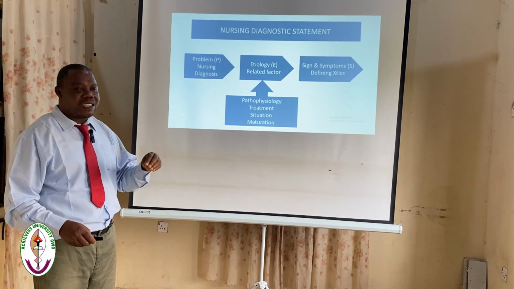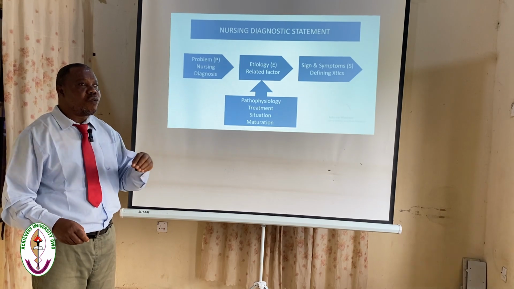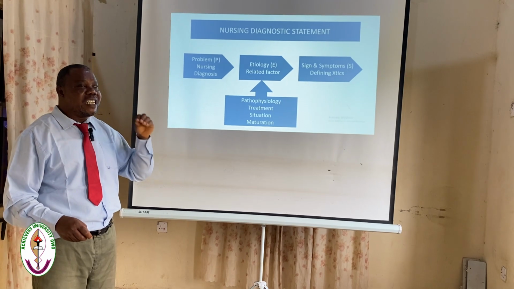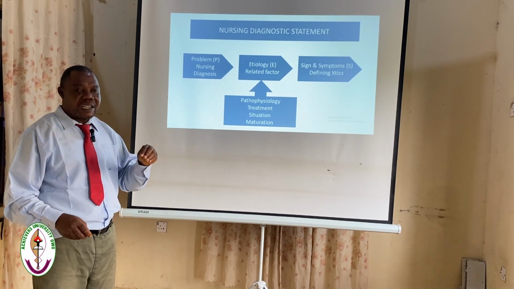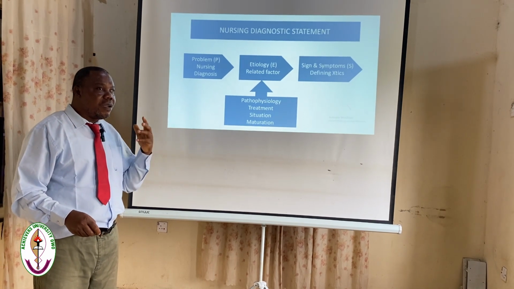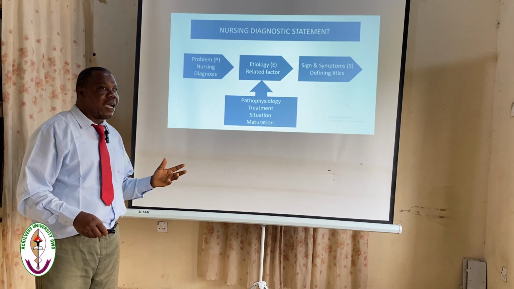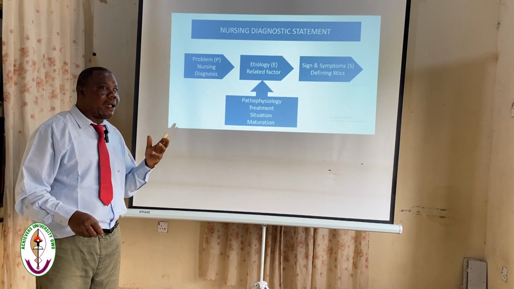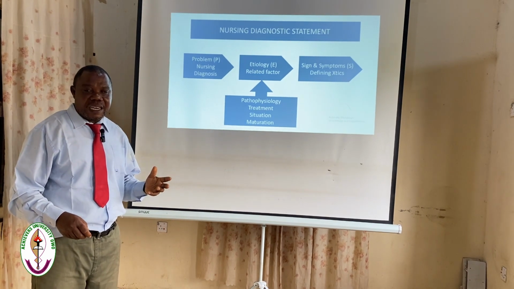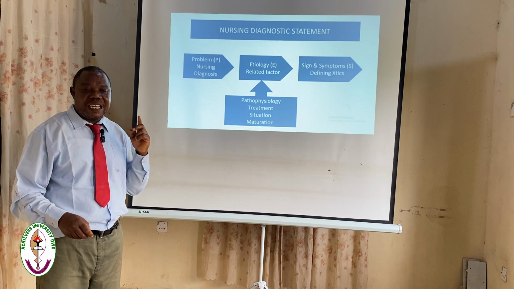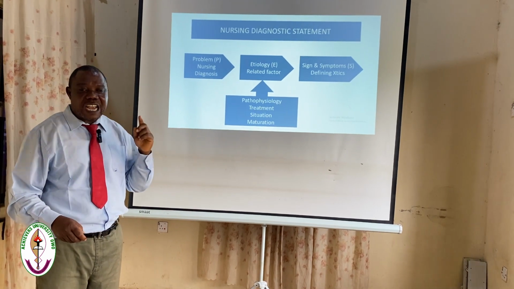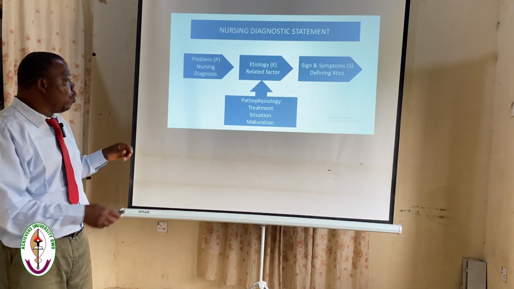Fluid volume deficit related to IV lysis, inadequate fluid intake, and then evidenced by dry mouth, reduced blood pressure, and reduced body weight. Therefore, in establishing the related factor, it is usually related to these four things that are below.